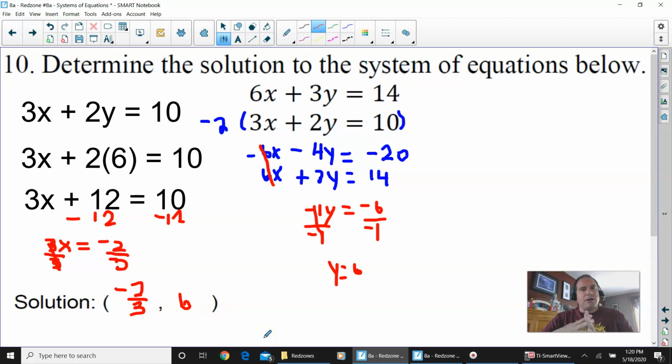Just remember, try to look for elimination. If it's set up, it's an easier problem. If it's not set up, you do have to multiply one of the equations to get either the x or the y to cancel out. And when you do, you could solve for the other one that is still left.